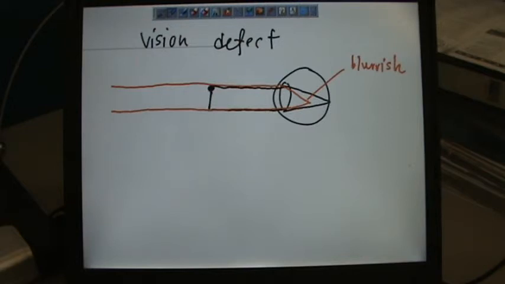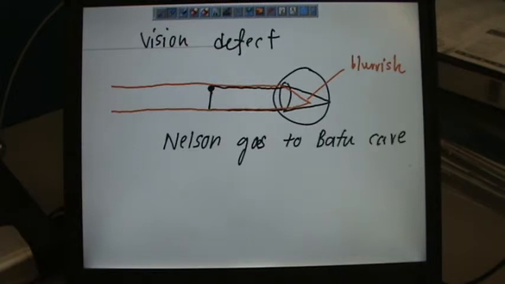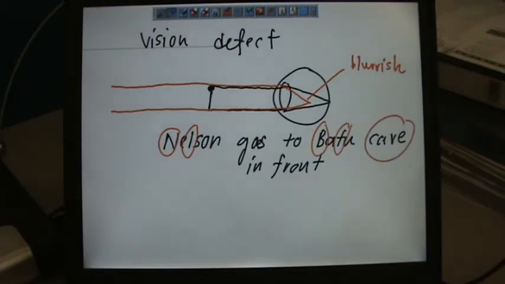Just remember a story called Nelson Goes to Batu Cave, in front, meaning he will just go to the front of Batu Cave. Why so? Because we have this N, this L, this B, this T, and this cave. N stands for near, and L is long eyeball, and then B is big eyeball.